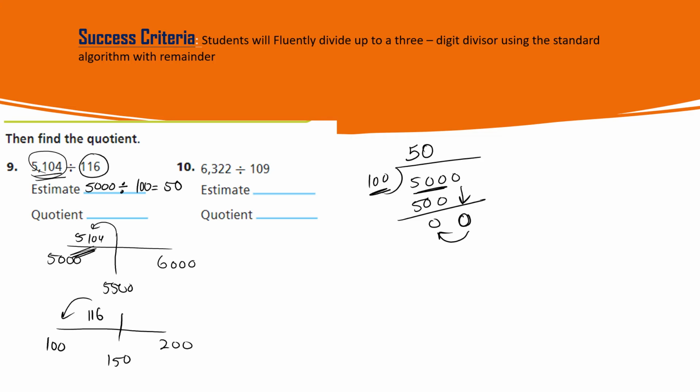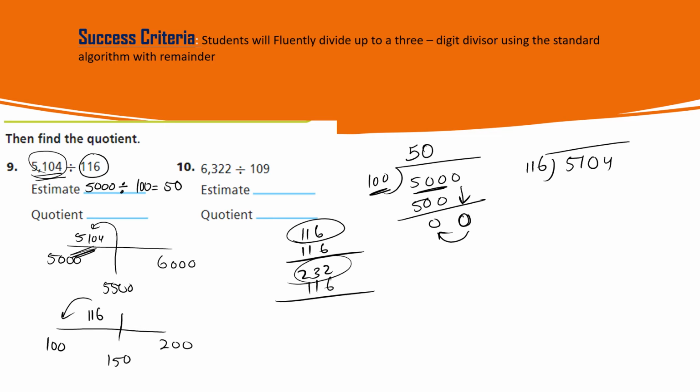Now let's try the quotient with the actual one. So we will have 5104 divided by 116. Let's try to write the table of 116. So 232, then again 116, so 348, again 116, so 464, 580.